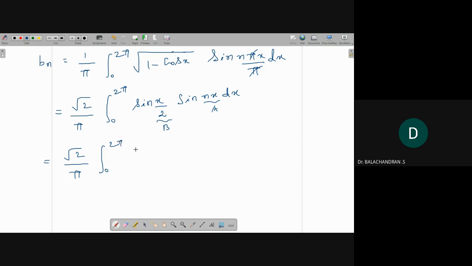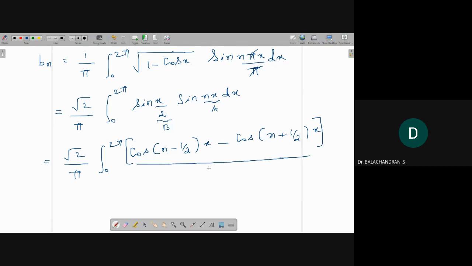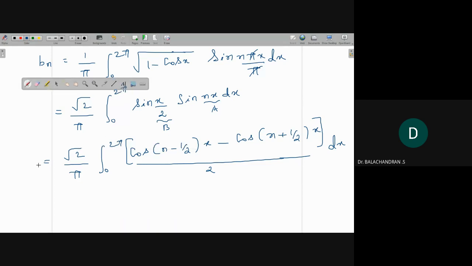Okay. Cos of A minus B is what? n minus 1 by 2 into x, minus cos of A plus B, n plus half into x, into divided by 2 into dx. Okay, now integrate root 2 divided by 2 pi. If you integrate, you'll get what?